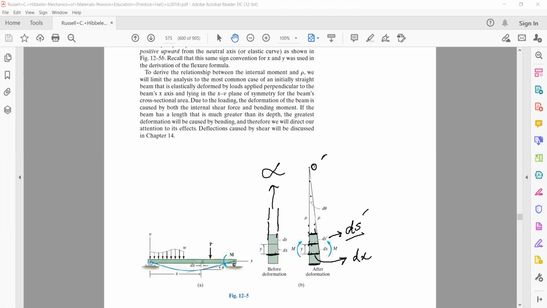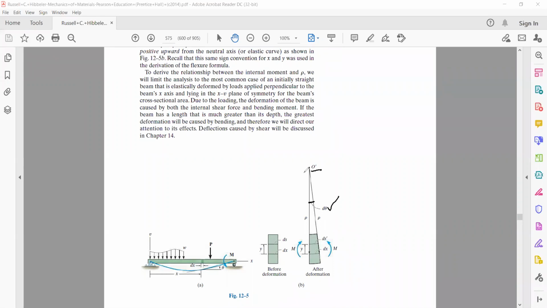The neutral axis will not undergo any sort of deformation. But above the neutral axis you are having compression, below the neutral axis you are having tension, you are having elongation. So the neutral axis length will continue to be dx, and above the neutral axis the length will be ds prime. Now we say that these two axes are intersecting at O prime, such that the angle between them is a small angle that's called d theta.